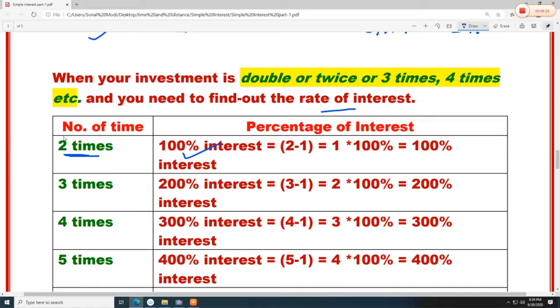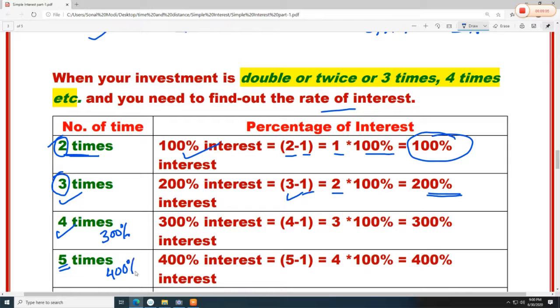Whatever figure is given over here, 2, you have to minus 1, so that is 1 multiplied by 100%. So rate of interest is 100%. If in an example it is asked 3 times, then 3 minus 1, so 2 into 100%, so it is 200%. So in a simple way, whatever the number written over here, you have to subtract 1 from that number and multiply by 100%. So 4 minus 1, 3, and multiplied by 100%, so it is 300%. 5 minus 1 is 4, and 4 into 100 is 400%.